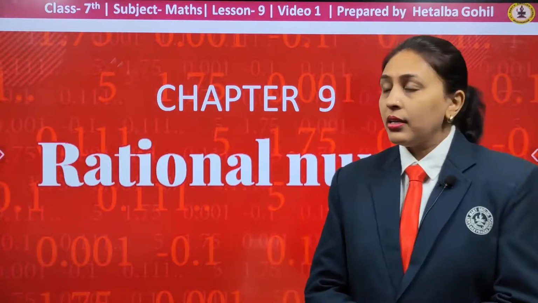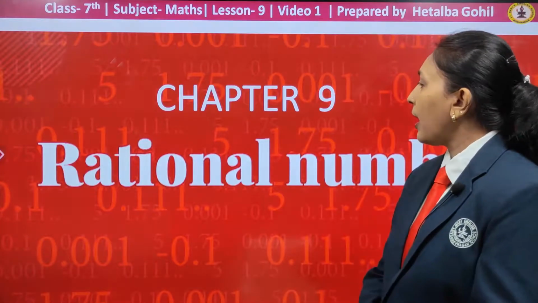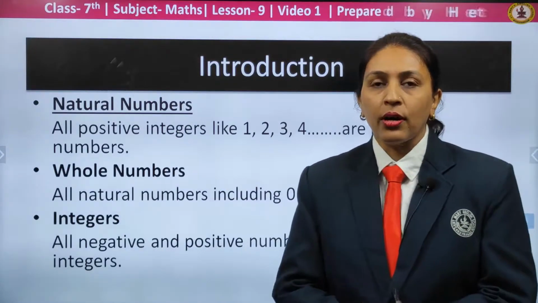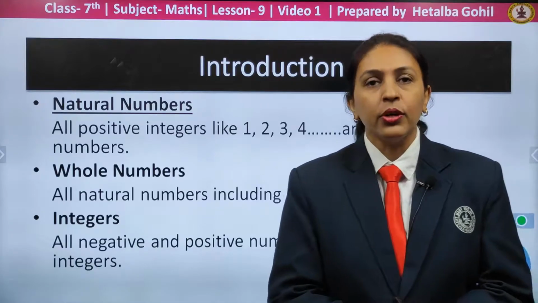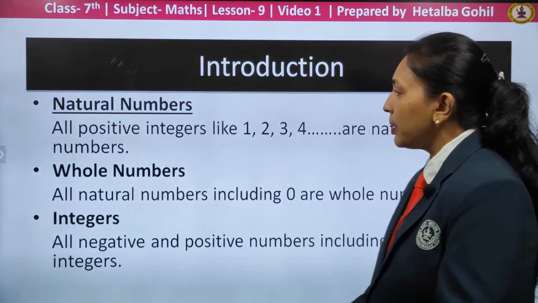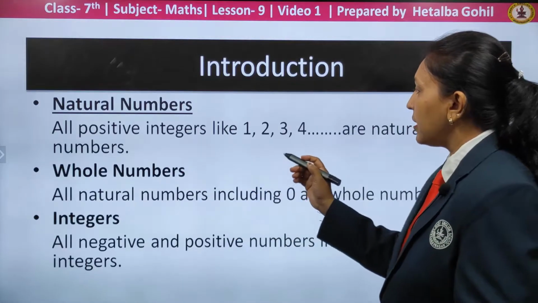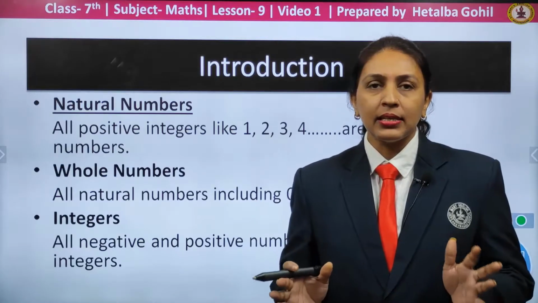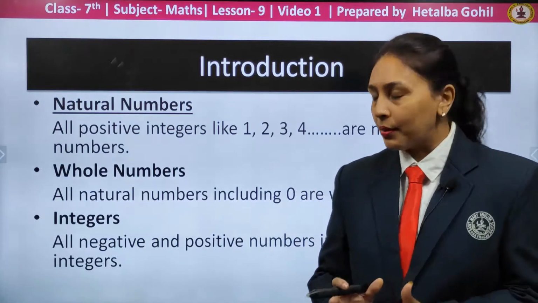Today we will start new chapter number 9, rational numbers. But before learning rational numbers, let us focus on a few concepts that are related to rational numbers. First we had learned natural numbers, that all the positive integers like 1, 2, 3, 4 are natural numbers. Basically children, they all are counting numbers.